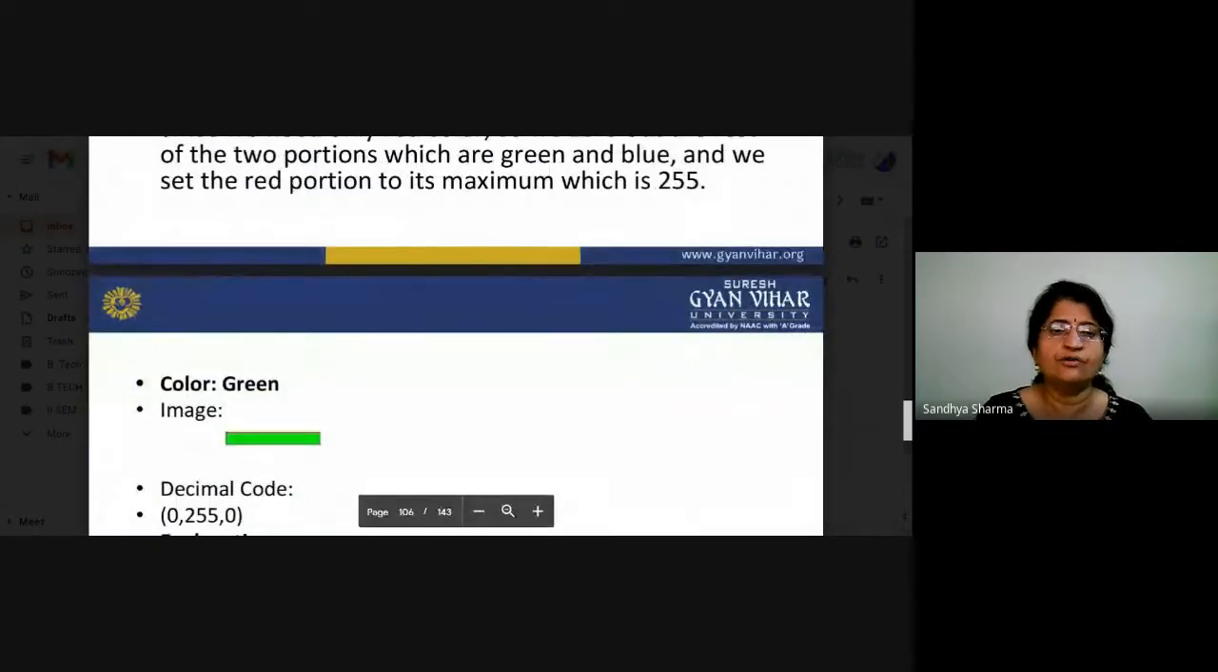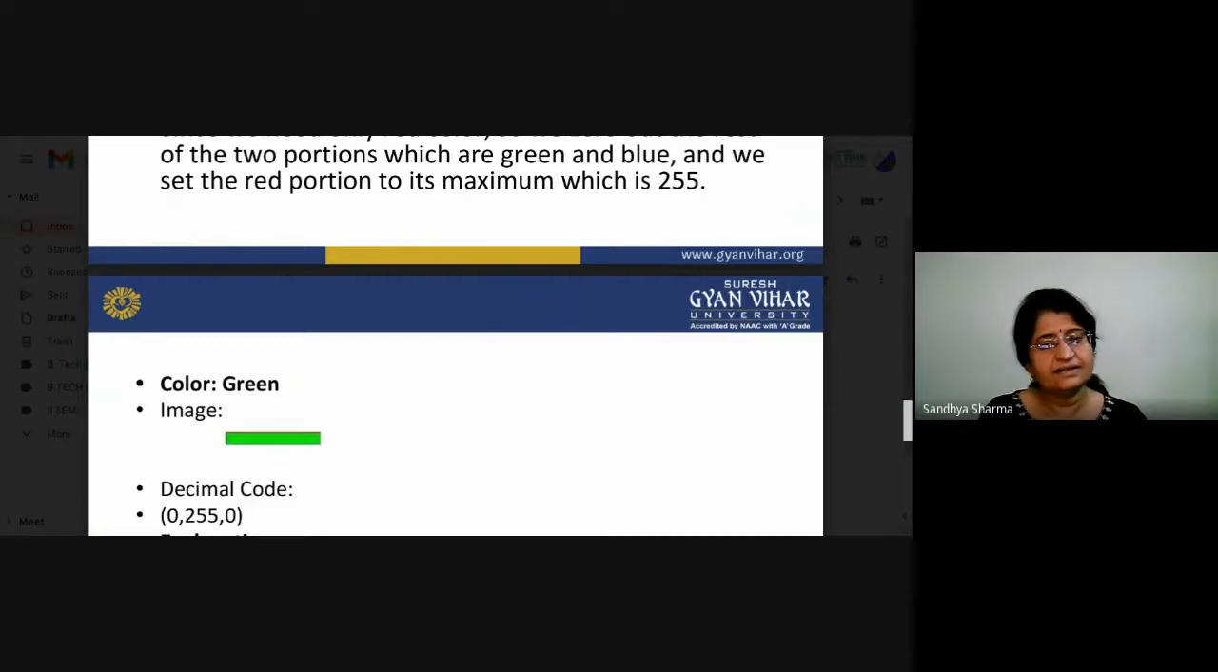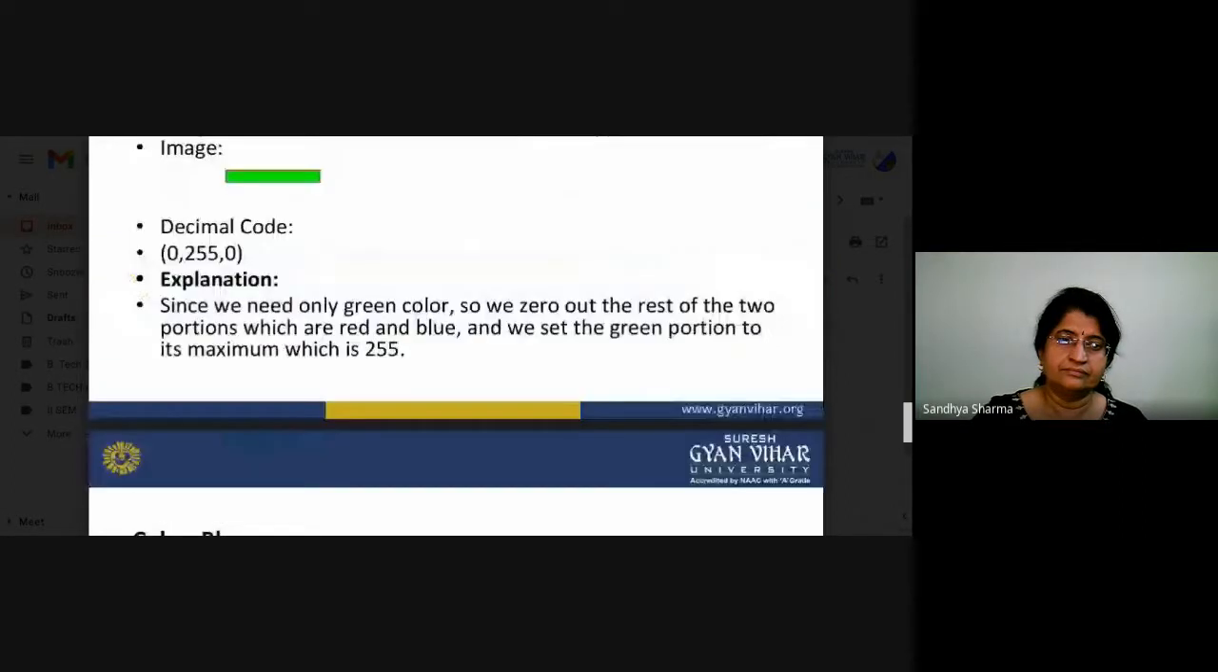Now, if you want to represent the green color, there is again a decimal code, and in the center of that, there will be the green value 255. Since we need only green color, we zero out the rest of the two portions, which are red and blue, and we set the green portion to its maximum, which is 255.